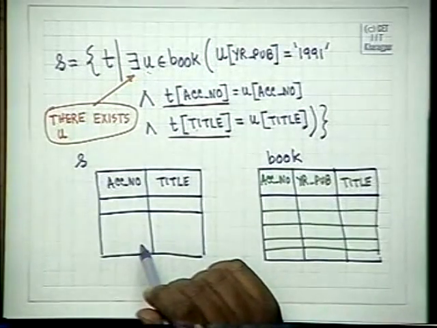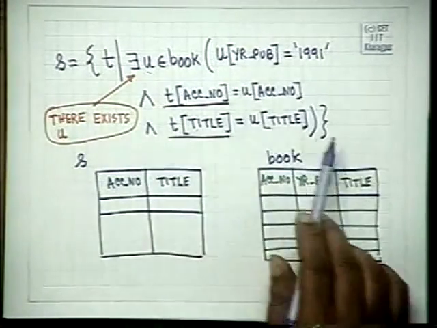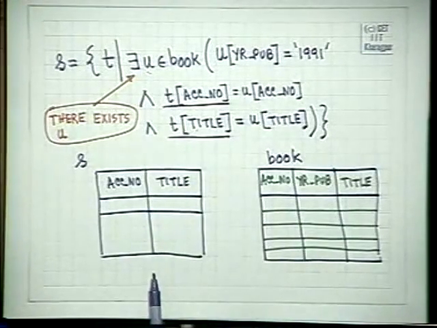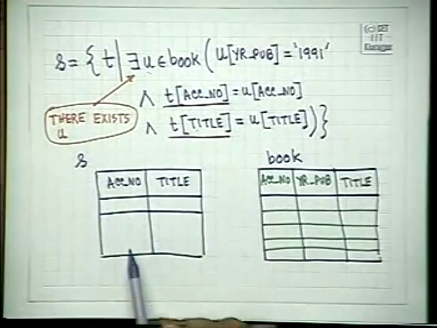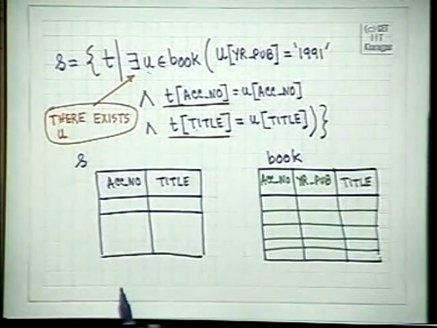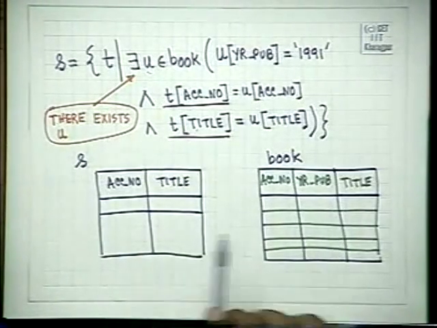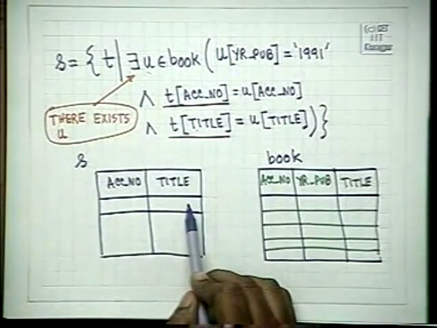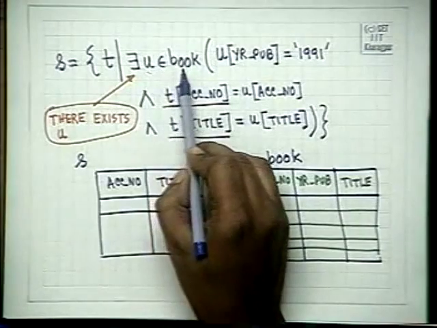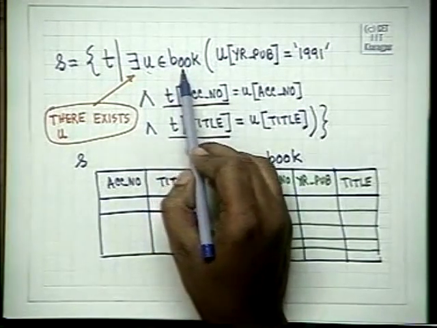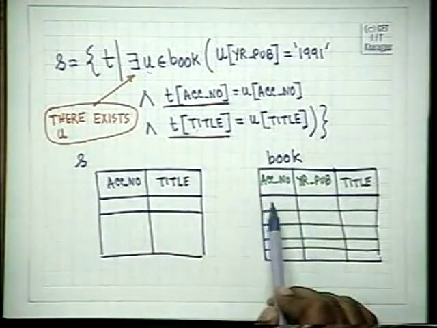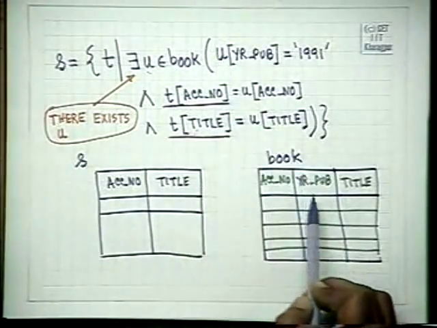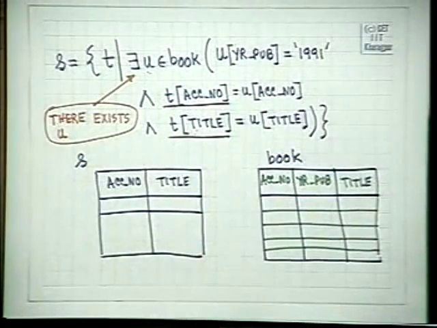So what this statement means is that S will be a relation having a set of tuples. For each tuple this must match. What must match? Take any tuple here. Corresponding to this tuple there must exist an element of book such that the accession number is the same, the title is the same, and the year of publication of that book here is 1991.